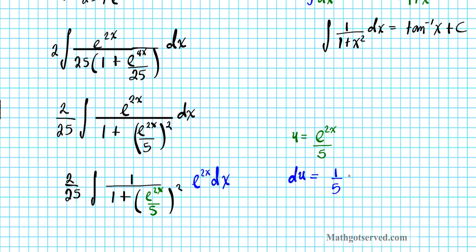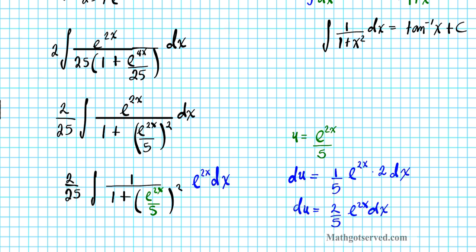The derivative of e to the 2x is e to the 2x, times the derivative of 2x, which is simply 2 dx, of course. Okay, so du is going to be 2 over 5 e to the 2x dx. Now, can we make a substitution here? We already have our u, e to the 2x over 5, but this other portion right here, g prime of x dx, the derivative of the inner function, is not exactly this right here.